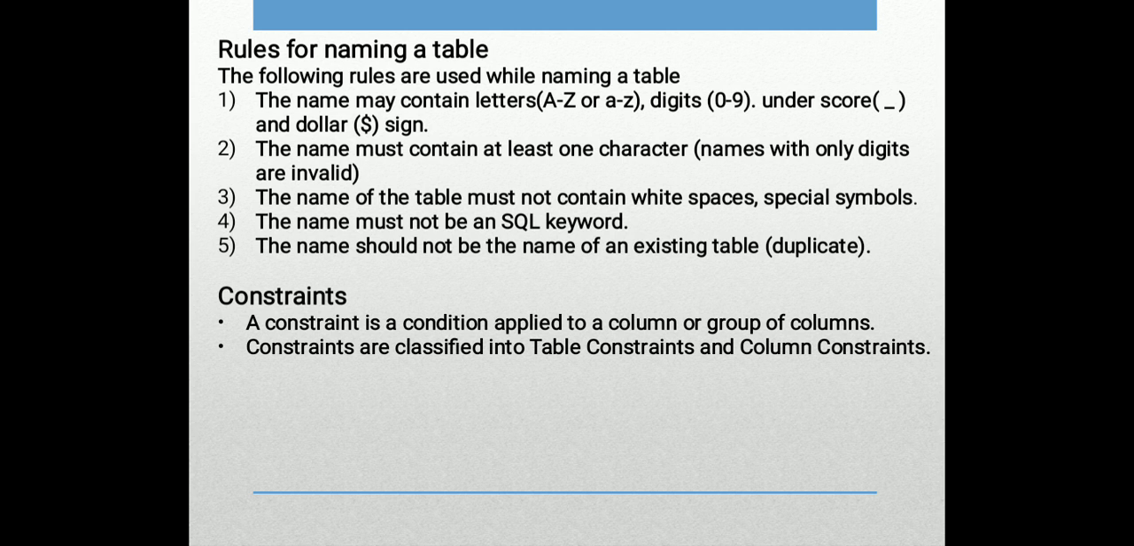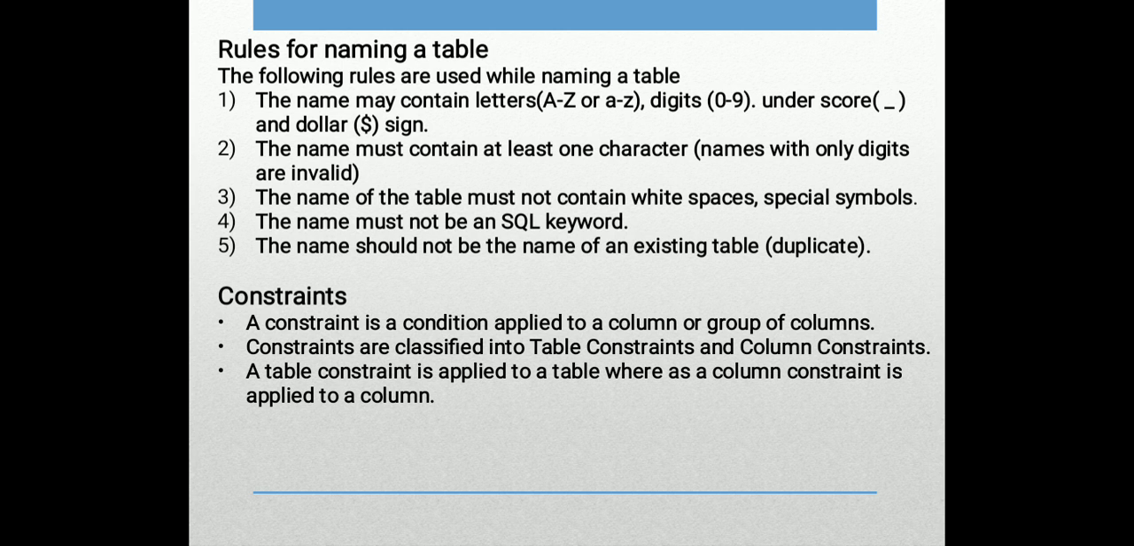Constraints are classified into table constraints and column constraints. There are two types of constraints: table constraints and column constraints. If we apply a constraint to a column, or a group of columns, then it is known as a column constraint. If we apply a constraint for a table, it is known as a table constraint. A table constraint is applied to a table, whereas a column constraint is applied to a column.